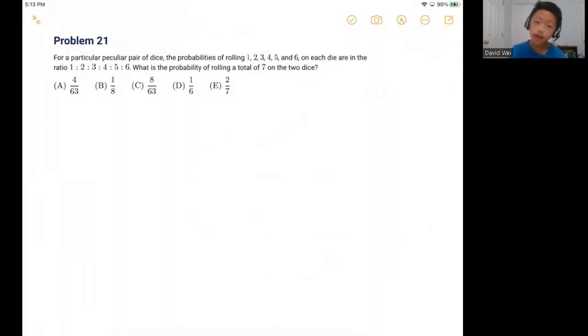So question 21 is a probability question. We're given this peculiar pair of dice. The probabilities of rolling 1, 2, 3, 4, 5, 6 on each die are in the ratio 1 to 2 to 3 to 4 to 5 to 6. We want to know the probability of rolling a total of 7 on the 2 dice.